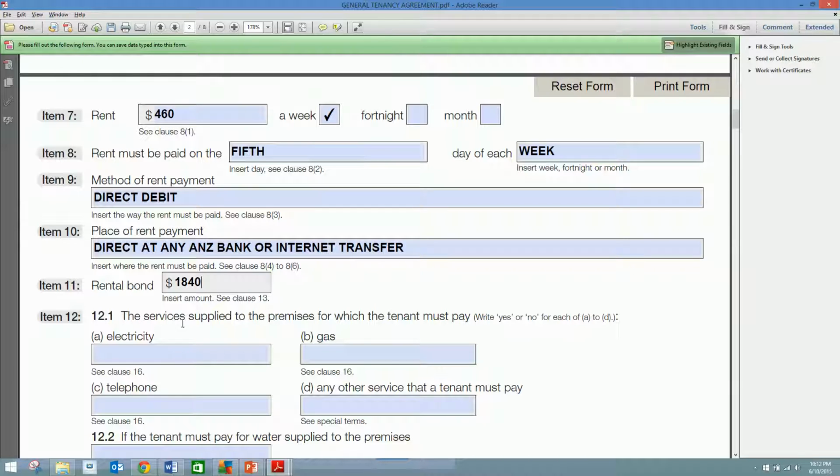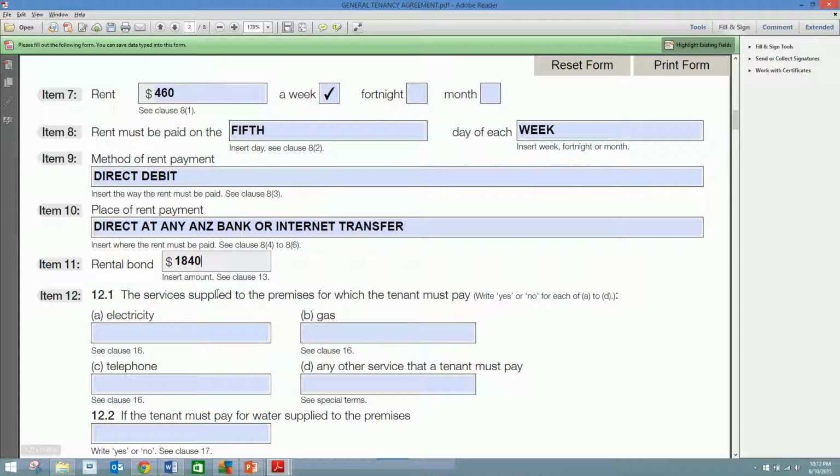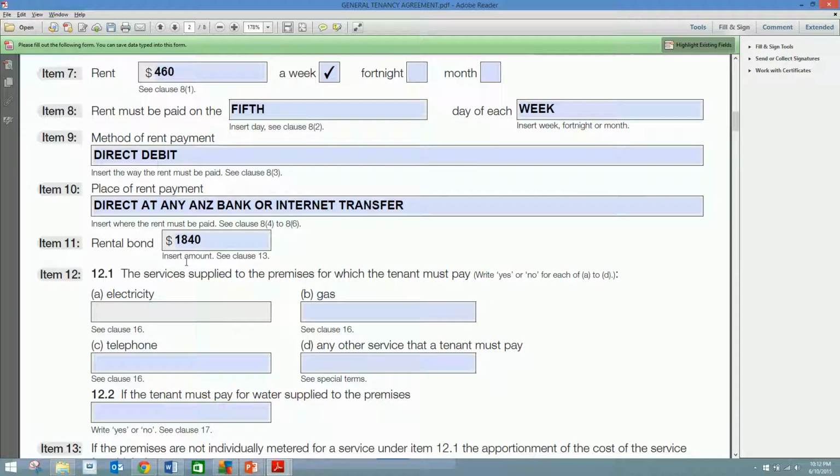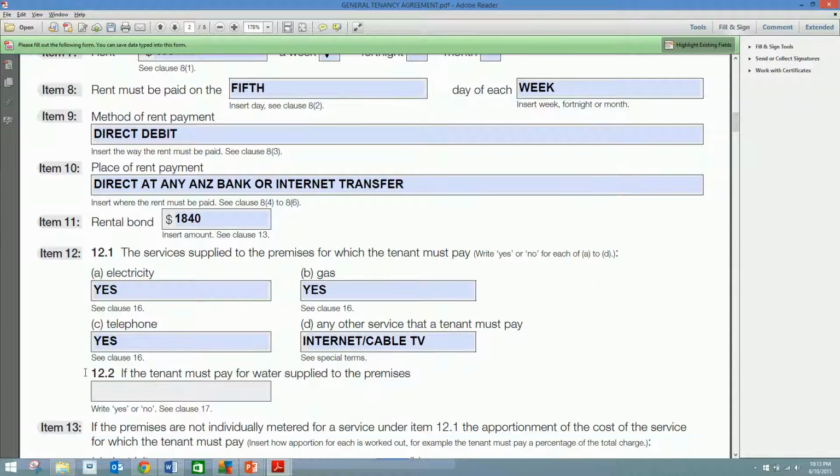Item 12, the services supplied to the premises for which the tenant must pay. We have to write yes or no. So does that mean that Michael and Carl have to pay the electricity? Yes. The gas? Yes. Telephone? Yes. Those are pretty normal things that you would have to pay for on your own if you were renting. And usually it will say internet, cable TV are at the tenant's expense. If the tenant must pay for water supplied, in this case we'll say yes, they pay for their own water. Sometimes the landlord will pay the water.